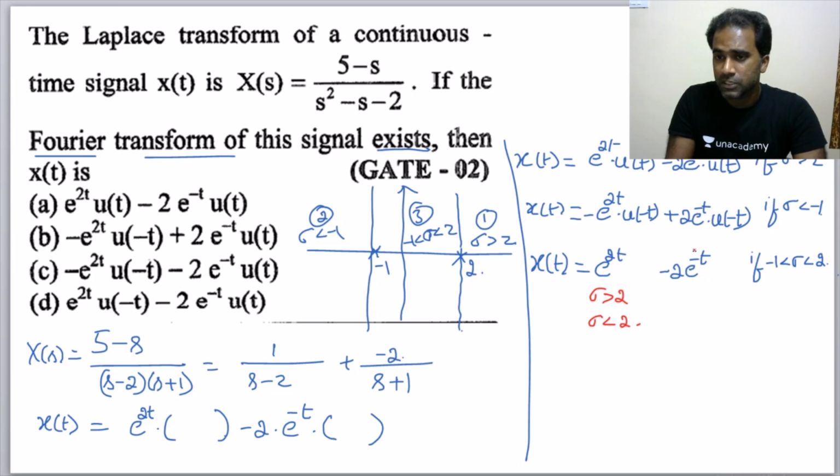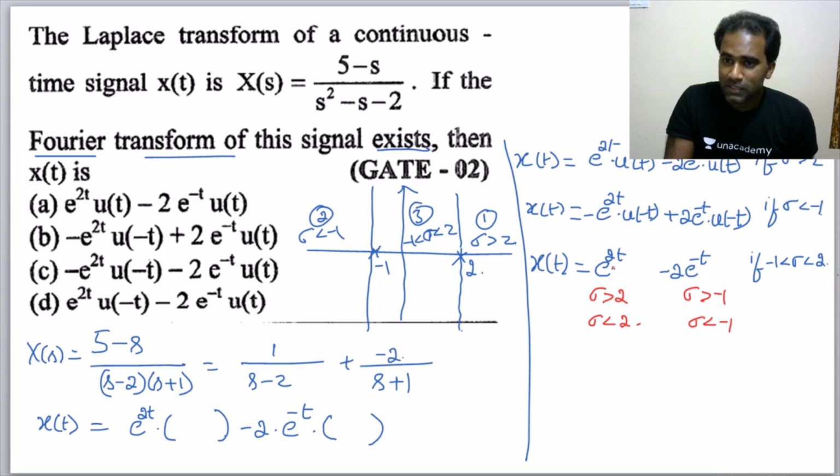And the ROCs corresponding to this pole minus 1, or this signal e power minus t, are sigma greater than minus 1 and sigma less than minus 1, based on what is multiplied beside e power minus t. Whether it is u of t multiplied, then this is the ROC. If it is u of minus t multiplied, then sigma less than minus 1 will be the ROC. So these are the two possible ROCs. Why are we writing two possible ROCs? Because we don't know what is being multiplied to this one beside it. So if we know what is multiplied, then we know the exact ROC. Since we don't know what is multiplied, we are writing two possible ROCs.